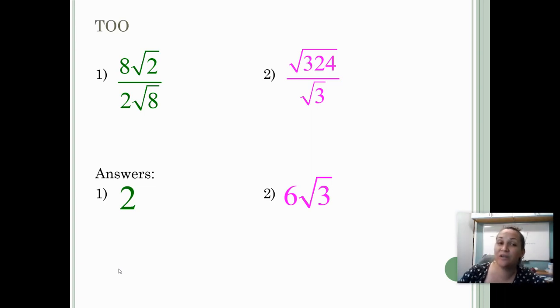On tonight's homework, you should be able to get rid of the radical under the fraction bar by just simplifying the fraction, or maybe the number on the bottom is a perfect square, so you can just straight up square root it. Tomorrow, we will talk about what to do if you can't get rid of the radical under the fraction bar. I'll see you then.